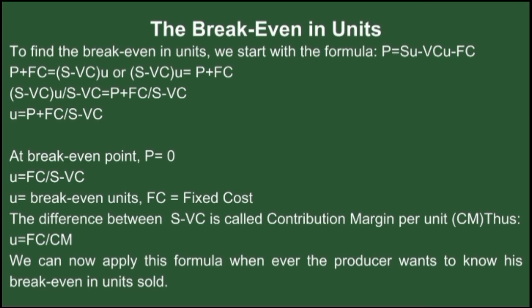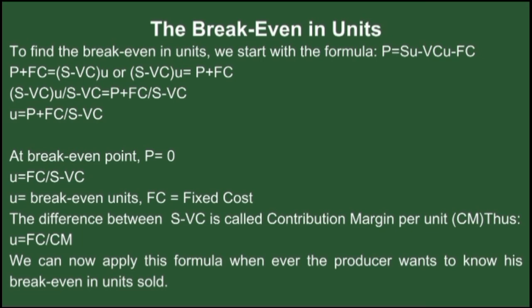But note that at the break-even point, P, which is profit, is equal to 0. So at that point, the business is neither gaining nor losing money. Therefore, if P is equal to 0, U, which is quantity or unit, will now be equal to fixed cost divided by sales per unit less variable cost per unit. U equal to break even in units, while FC is equal to fixed cost.